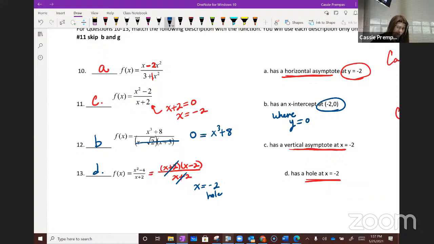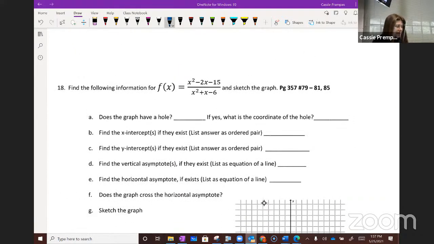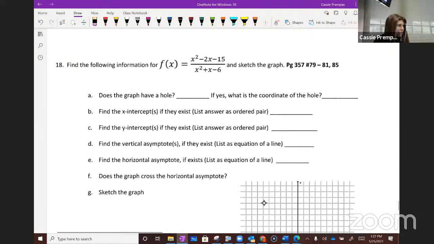Okay, that was a quick review. See if with your partner you can do number 18, graph a rational function using those pieces.